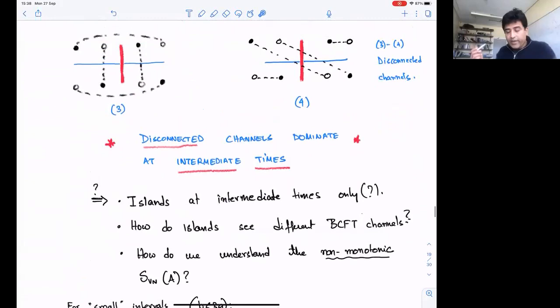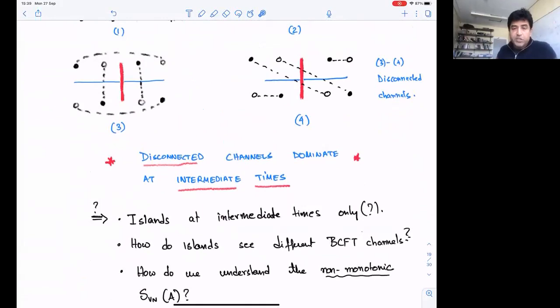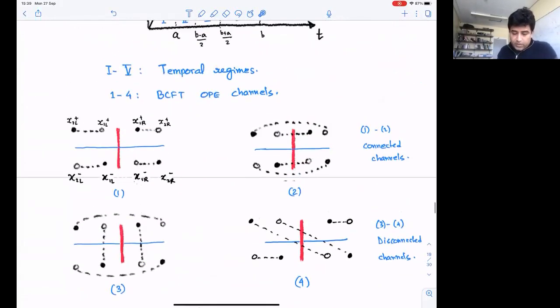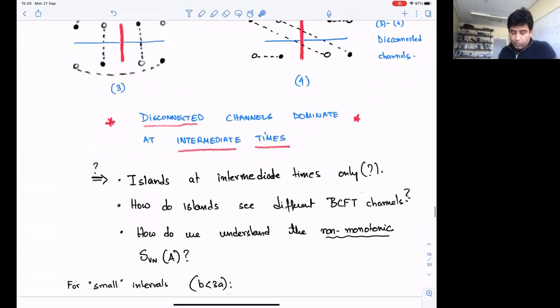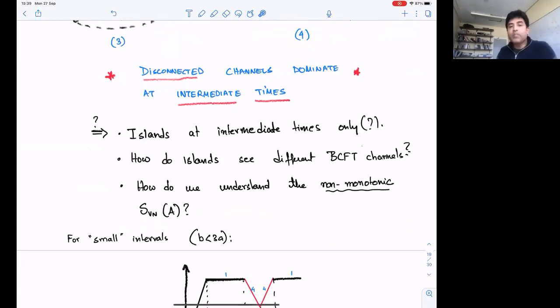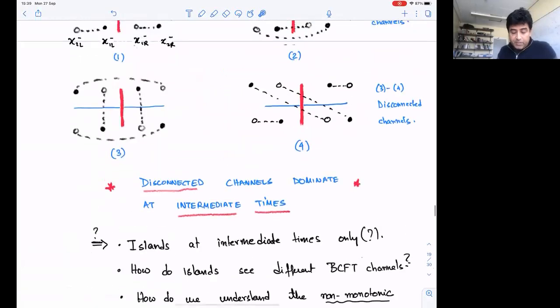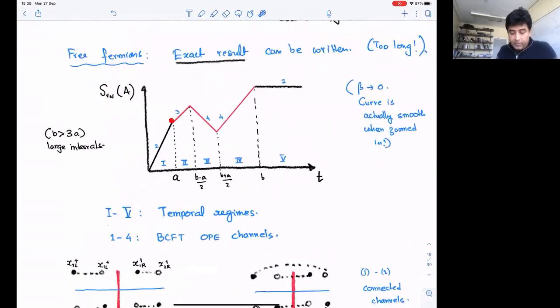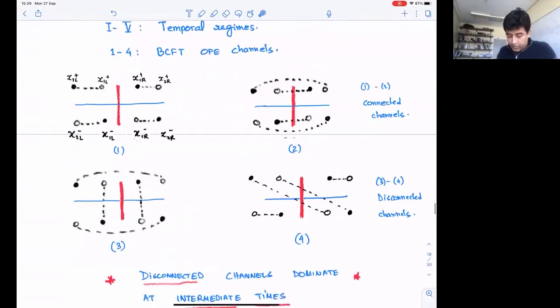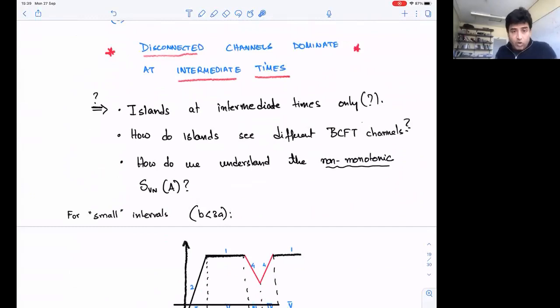And our intuition from looking at the earlier semi-infinite problem is that islands should correspond to disconnected channels. So it must be that this intermediate time regime, which is dominated by channels three and four in this graph, should correspond to islands in the gravity picture. And so there are two questions that we want to understand. Number one, how do we get these islands that describe this non-monotonic behavior of the von Neumann entropy of two finite intervals? And how do we understand this non-monotonic behavior?